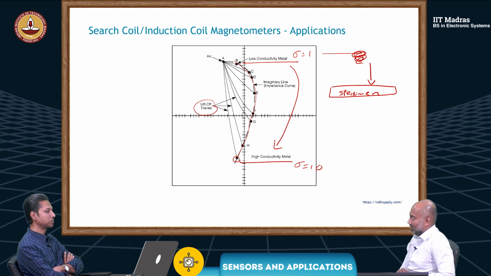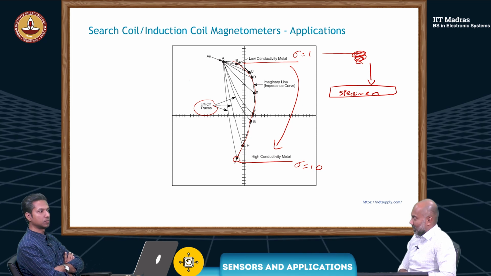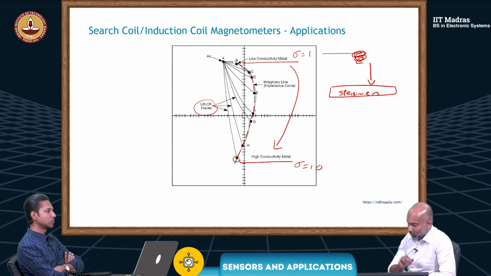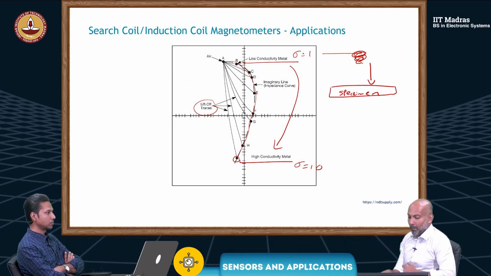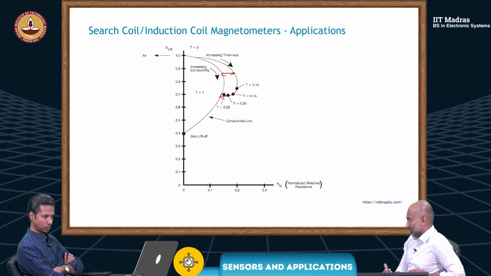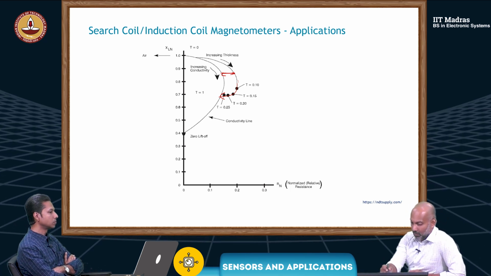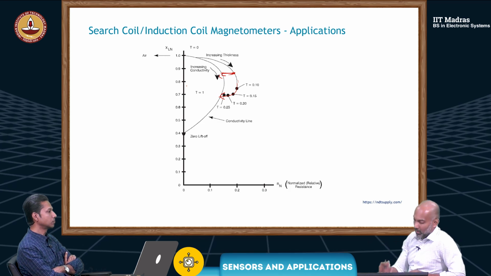But again, non-destructive, right? You have a coil and a specimen. But then we are only talking about conductivity here. Yeah. But here we can also look at the thickness of the material, not just the conductivity, because that curve moves away from the original curve.